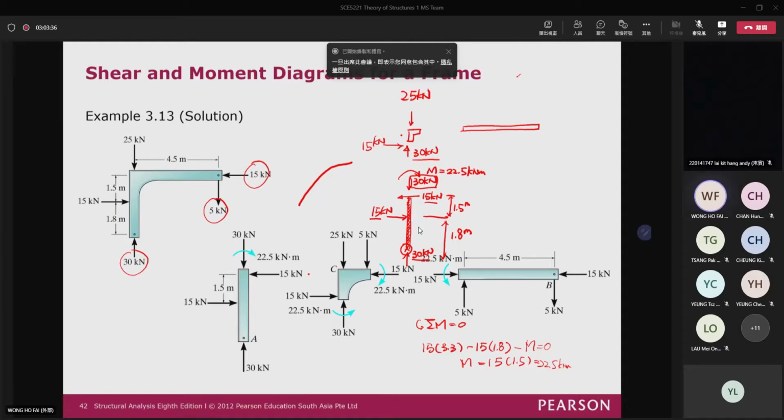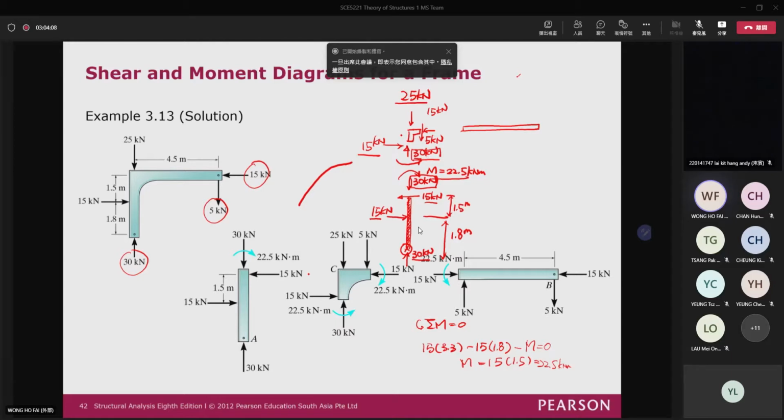And then if you have a bending moment in this direction, you should have one in this direction. It's the same magnitude, okay? And then on the right-hand side of the joint, if you have 15 kN pointing to the right, you should have 15 kN pointing to the left. Okay, and then for the vertical equilibrium, you have 30 pointing upward, you have 25 pointing downward. To be in equilibrium, you should have 5 pointing downward.